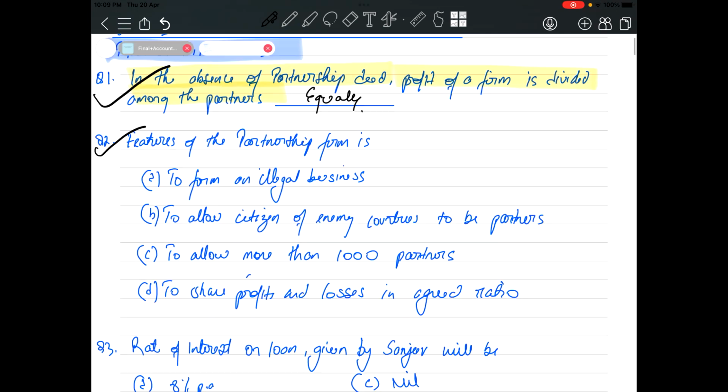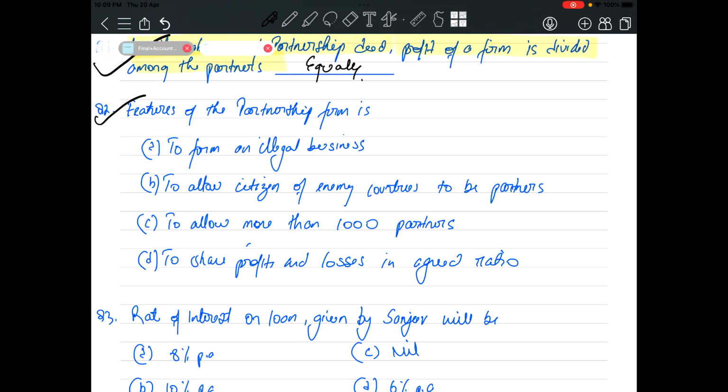Features of the partnership firm: to form an illegal business. Is this a feature of a partnership firm? No. No one is allowed to do illegal business. And point B, to allow citizens of enemy countries to be partners. Can we allow enemy countries' citizens to be our partners? No, we will not allow.